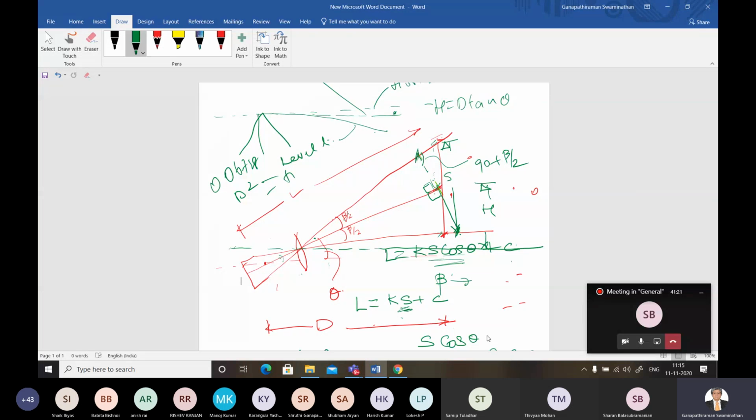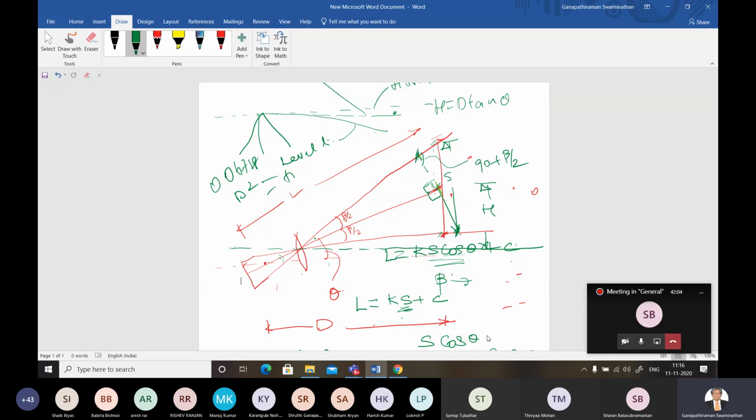So I'm not confusing you with more of formula. What you should remember is D is equal to Ks plus C if it is perfectly horizontal. You agree? Okay? If the line of collimation is inclined to the horizontal by angle theta, then the formula takes the shape D is equal to Ks cos square theta plus C cos theta.